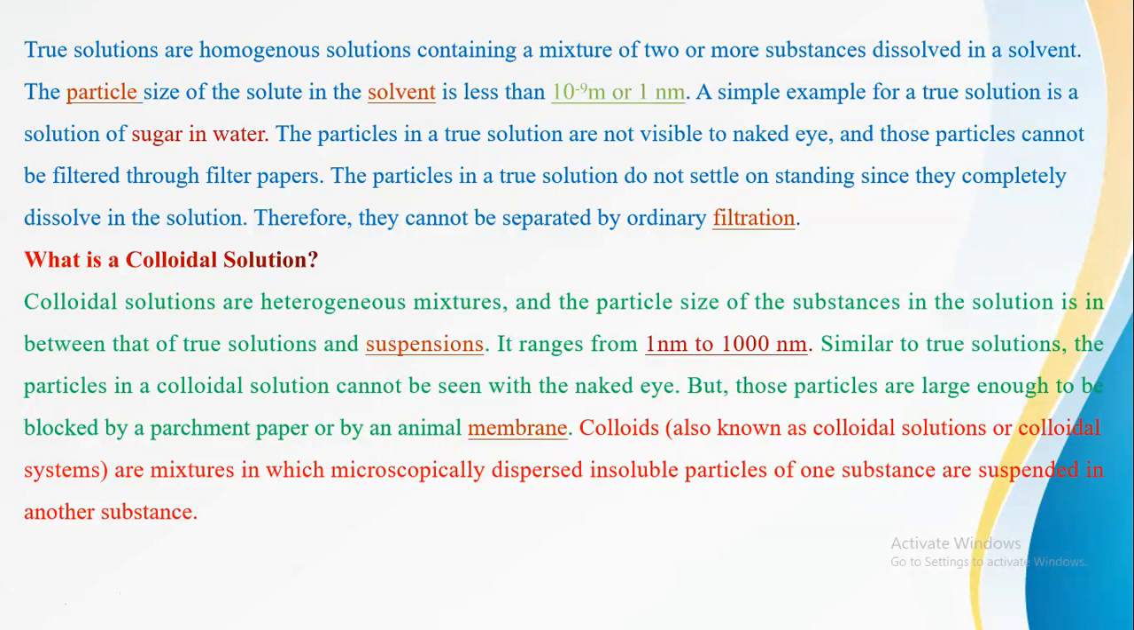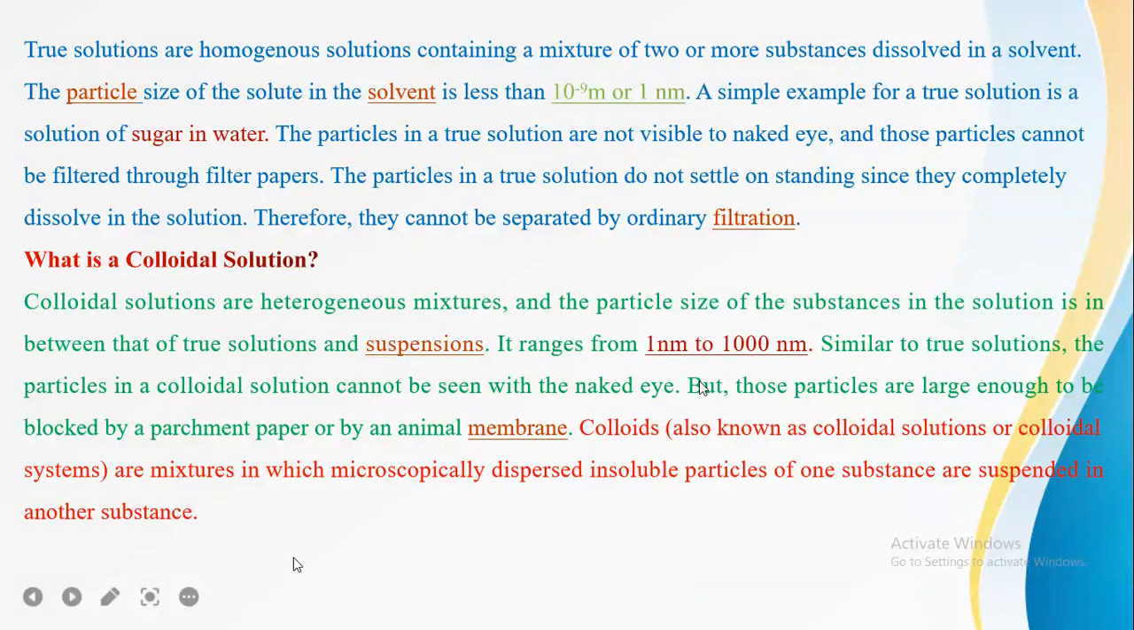Now, moving to colloidal solution, what is the difference between a true solution and a colloidal solution? A true solution is homogeneous in nature, but colloidal solutions are heterogeneous mixtures, and the particle size of the substances in the solution is between that of true solutions and suspensions. The particle size of a colloidal solution ranges from 1 nanometer to 1000 nanometers.